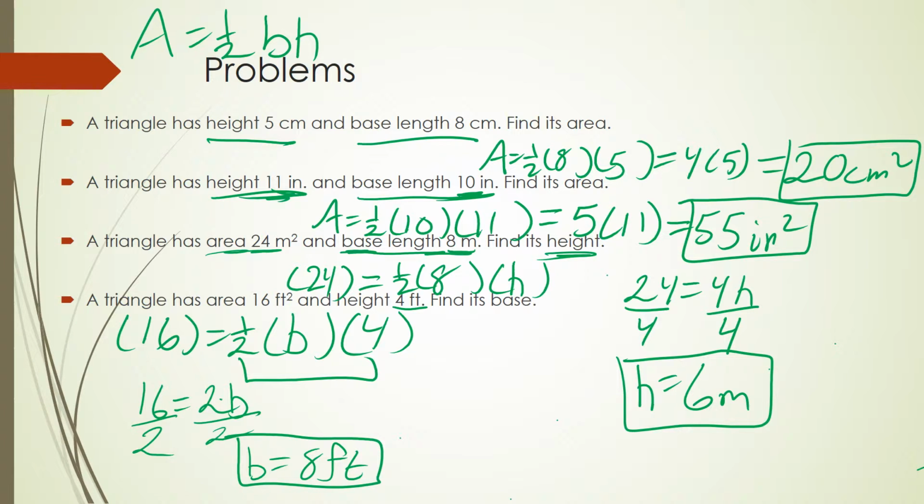So again, all we were doing was plugging it into the formula that the area is equal to 1/2 base times height. If it gives us an area, then we're looking for the base or the height. If it gives us the base and the height, then we're looking for the area.